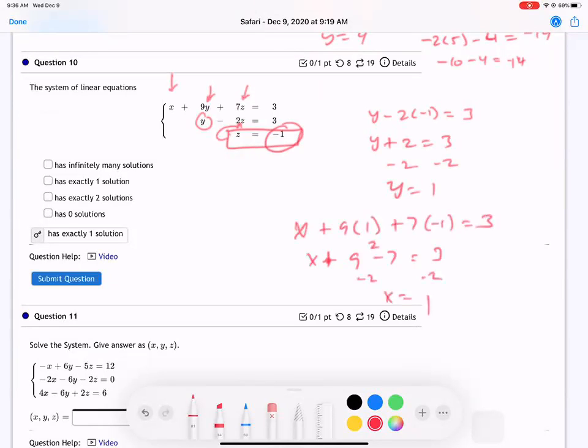In this case, how many solutions do we have? And the answer is we actually have only one solution, because the solution is 1, 1, negative 1.